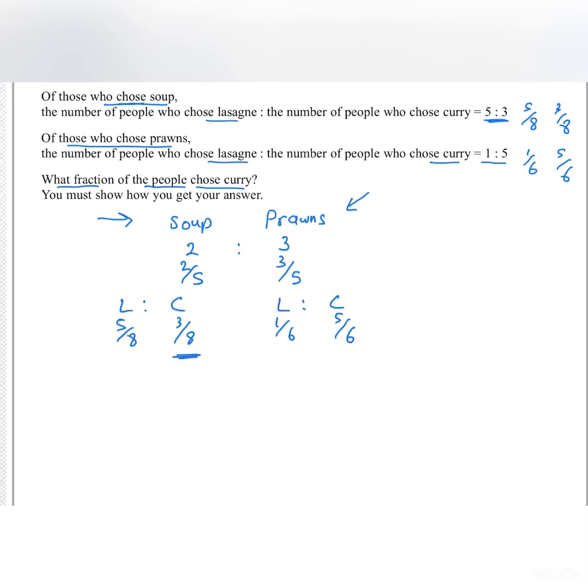Okay, well, we got curry on this section, the people who originally chose soup as a starter, and we got curry on this side from the people who chose prawns as a starter. So 3/8 of those people, and it was 2/5 initially who chose soup. So that was 6/40, and then 5/6 over here, times by the ones who chose prawns. They were 3/5 initially. Okay, so that's 15 over 30, which is a half.